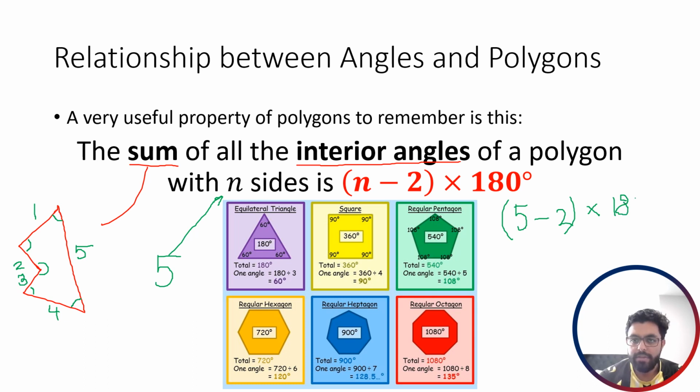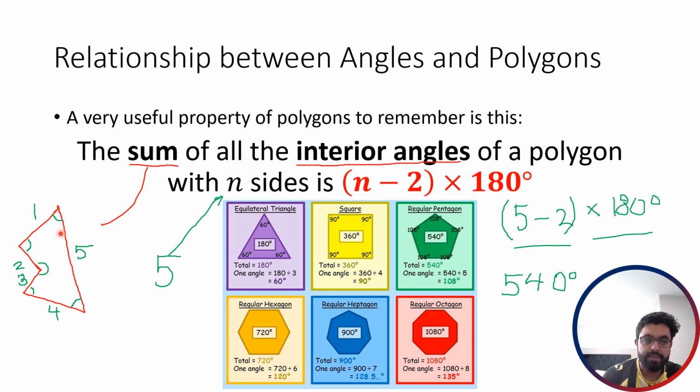Oh, that's a horrible 8. Sorry. Times 180 degrees. So 5 minus 2, that's 3, times 180, so that's going to be 540 degrees. So every pentagon, no matter how you draw it, has 540 degrees as the sum of all the angles on the inside. And that's true of every single pentagon.